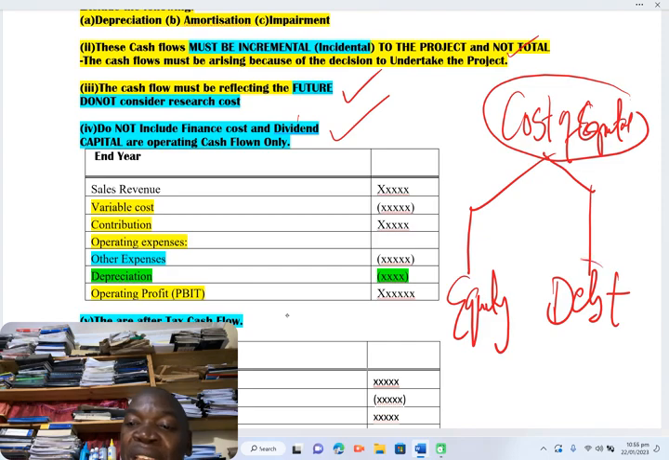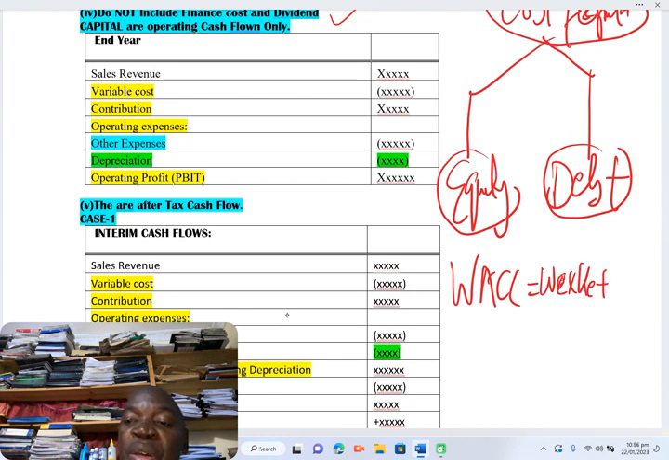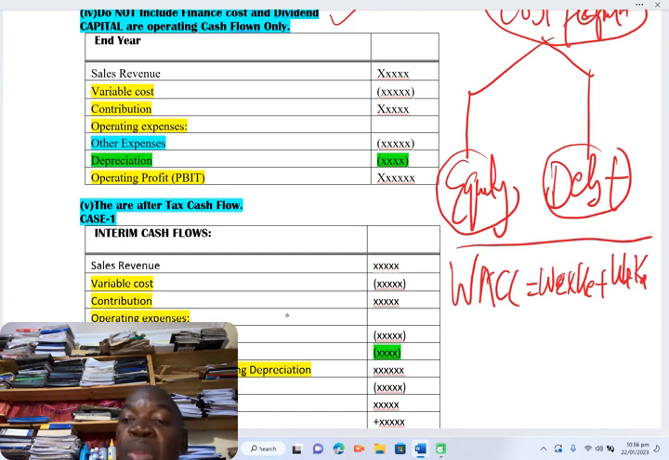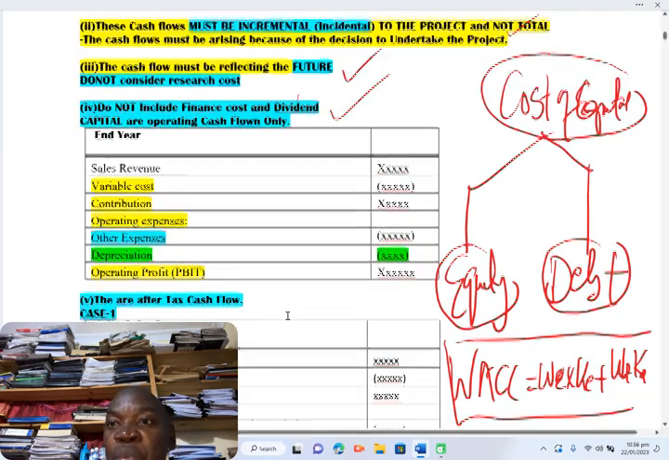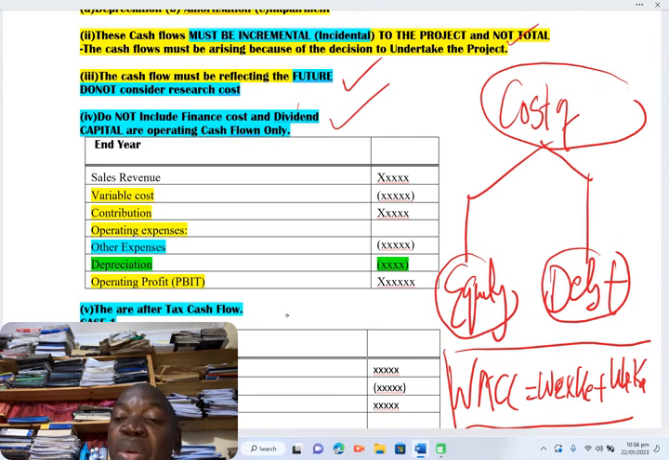Because actually, in capital budgeting, the term WACC is the weight fraction of equity times cost of equity plus weight fraction of debt times cost of debt. So this discounting factor, which we use to discount the cash flow, is a component of cost of capital. Now the cost of capital includes equity, which is the cost of capital of equity is dividend.